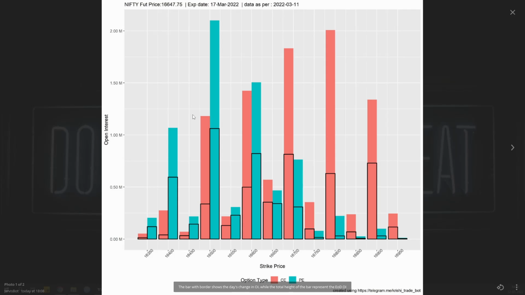So this is how we read the data. Looking at this graph, what we see is that major put addition has happened at 16,500, and major call addition has happened at around 16,700. So this is what we infer from this data.